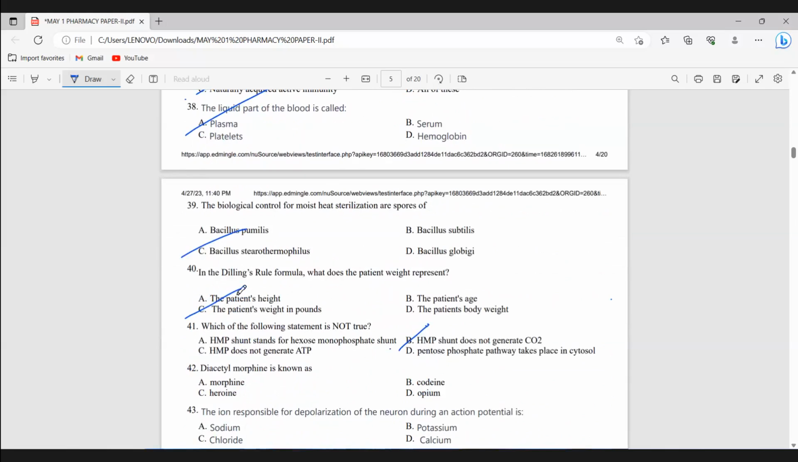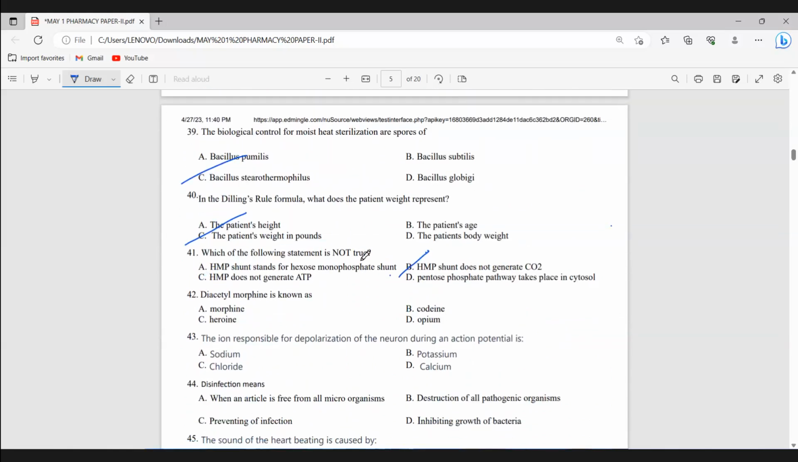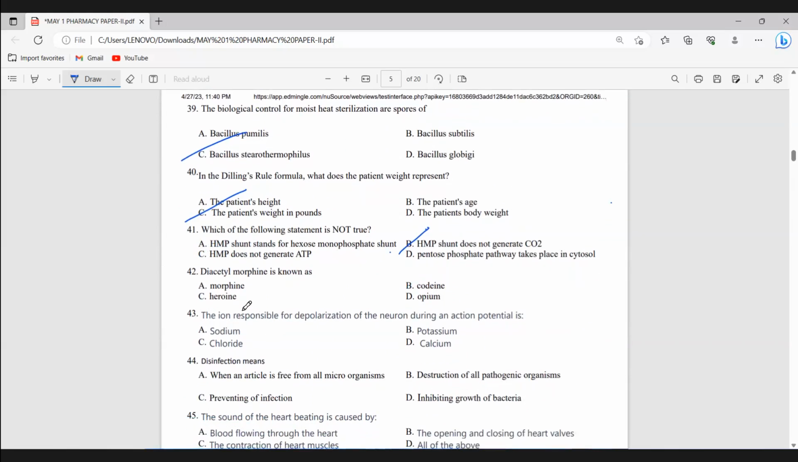Then 40, in Dilling's rule formula, what does the patient weight represent? It is represented in pounds. Then 41, which of the following statements is not true? HMP shunt does not generate carbon dioxide is not true. Then 42, diacetylmorphine is also known as heroin.